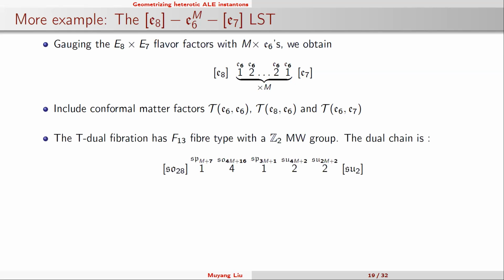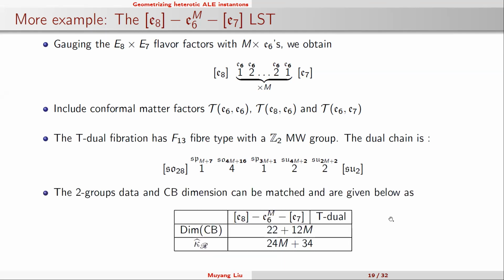And using the torus fibration, we find another T-dual series described as the second torus fibration, which has F13 fiber types with Z2 Mordell-Weil torsion groups. So the dual chain is described as follows. And they have matching two-group data and Coulomb branch dimensions.